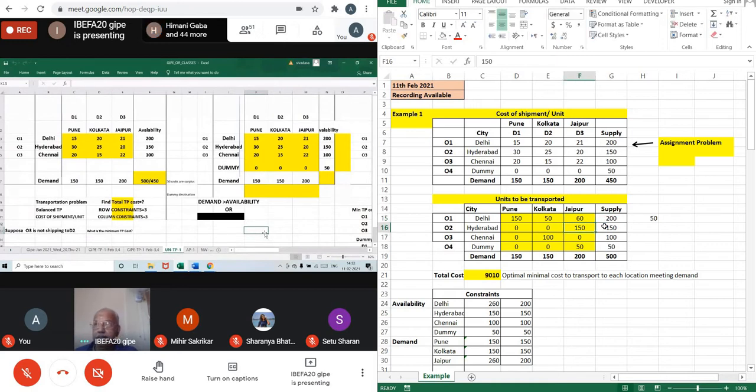Same algorithm, but in a different situation. And that is called assignment problem. AP. It is called AP.